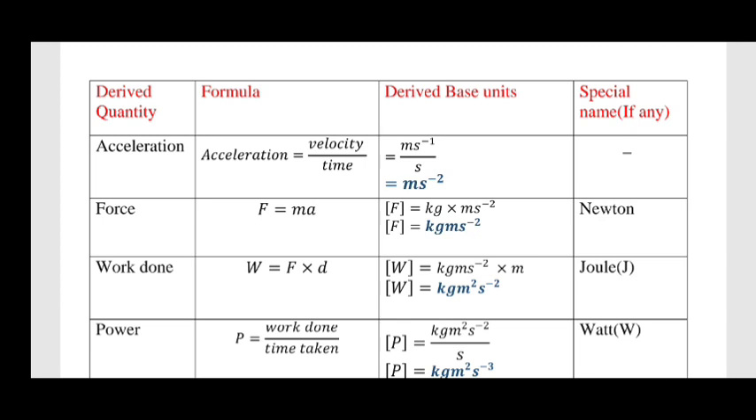So for acceleration, it's very easy. To get the base units, you just say, what is the units of velocity? Meters per second. The units of time, second. You divide the two, you get meters per second.